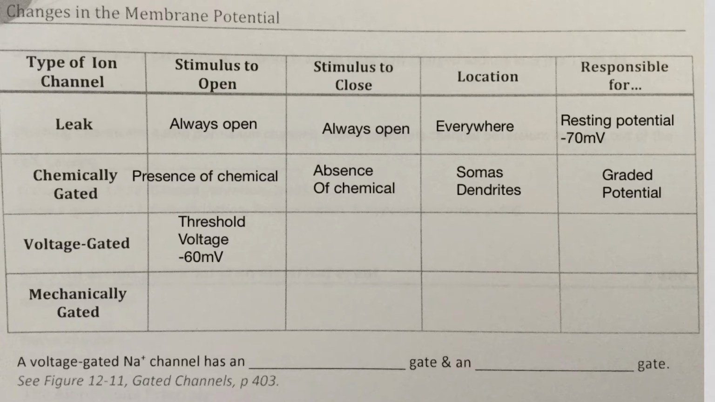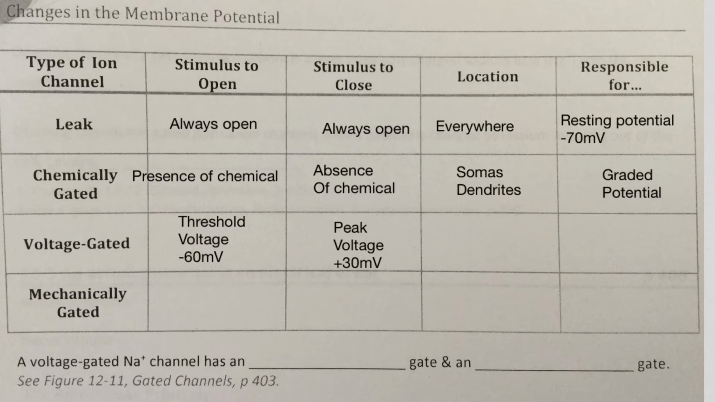Now the stimulus to close for the voltage-gated ion channels is peak voltage. Peak voltage is plus 30 millivolts. This will be specific to the voltage-gated sodium ion channels. The voltage-gated potassium ion channels will actually open at peak voltage. But the voltage-gated sodium ion channels open at threshold, which is negative 60 millivolts, and they close at peak, which is plus 30 millivolts.